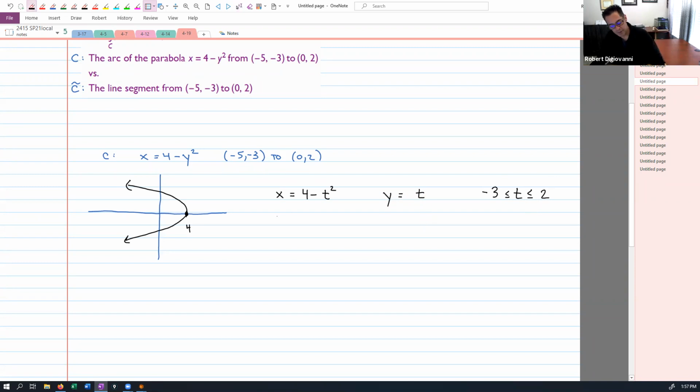Okay, I'm going to need derivatives. dx/dt is -2t, and dy/dt is 1. Just going to get these just to have them.